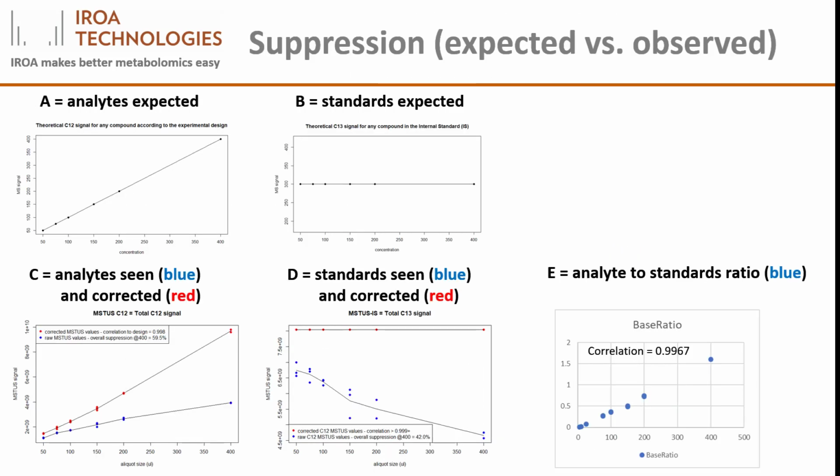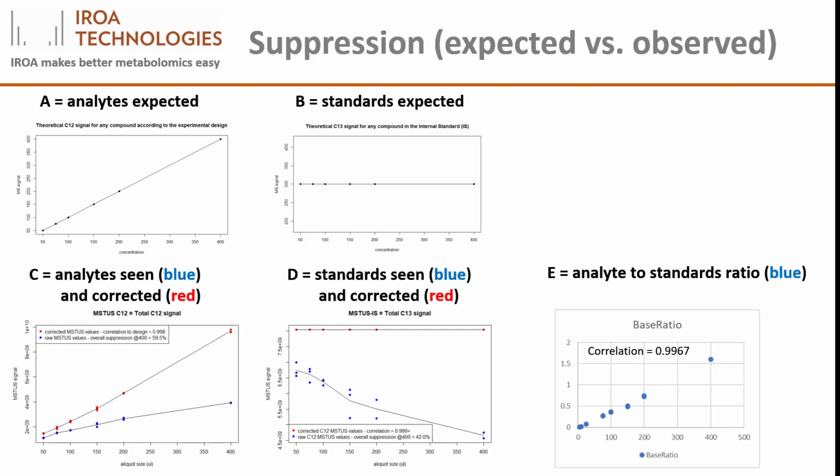In this slide, what we expect to see in the MS responses from the natural abundance and AROA IS respectively is seen in figures A and B at the top of this slide. In blue, we see the actual raw data for the analysis of these samples.